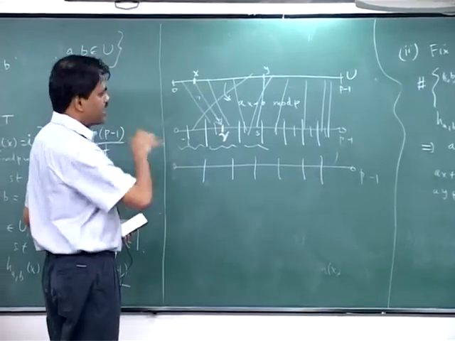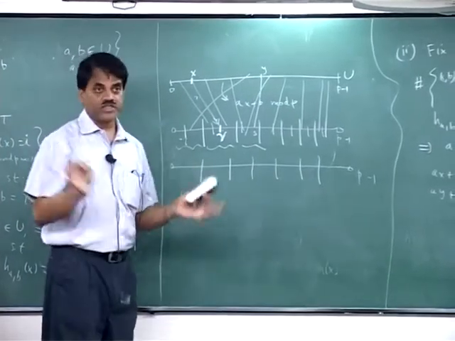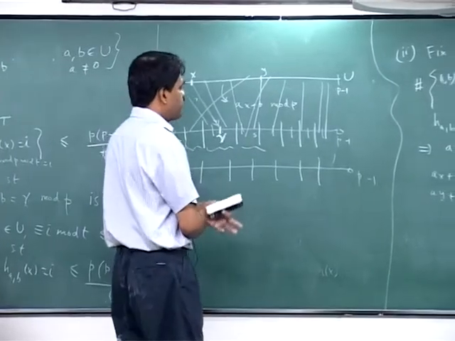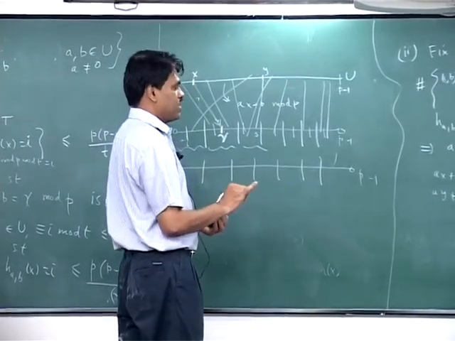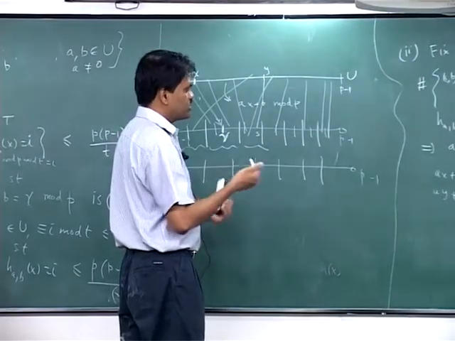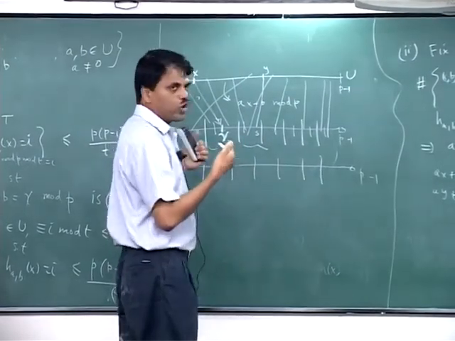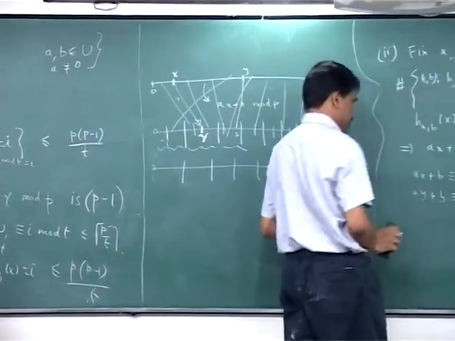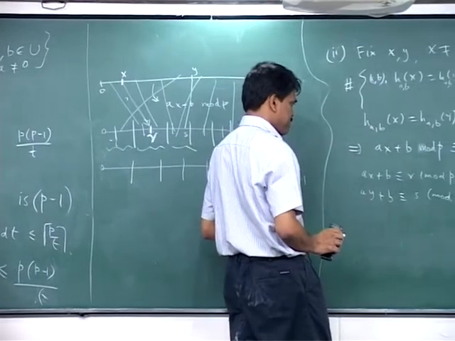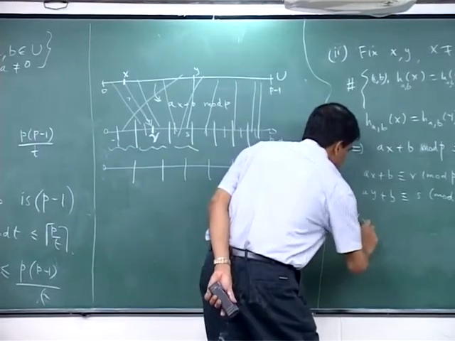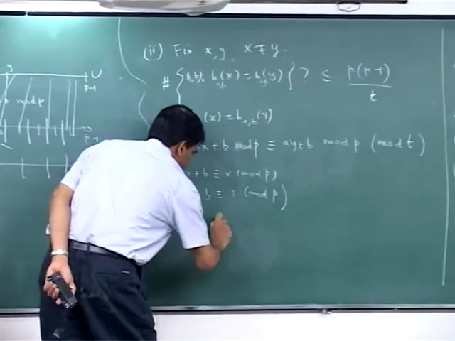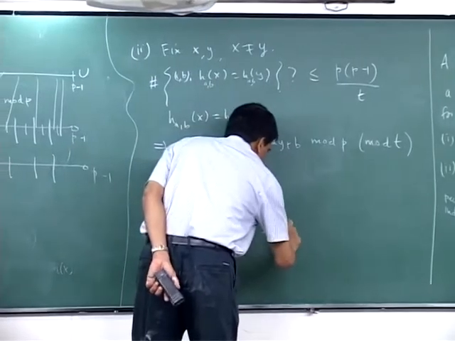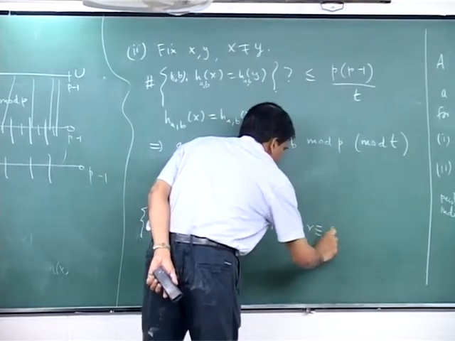How many pairs R and S? R and S are not equal because X and Y are not equal. Okay, so now all we need to analyze is how many pairs R, S are there such that R is not equal to S, but R and S are congruent modulo T. So the number of pairs R, S such that R is in U, S is in U, R is not equal to S, but R is congruent to S mod P.